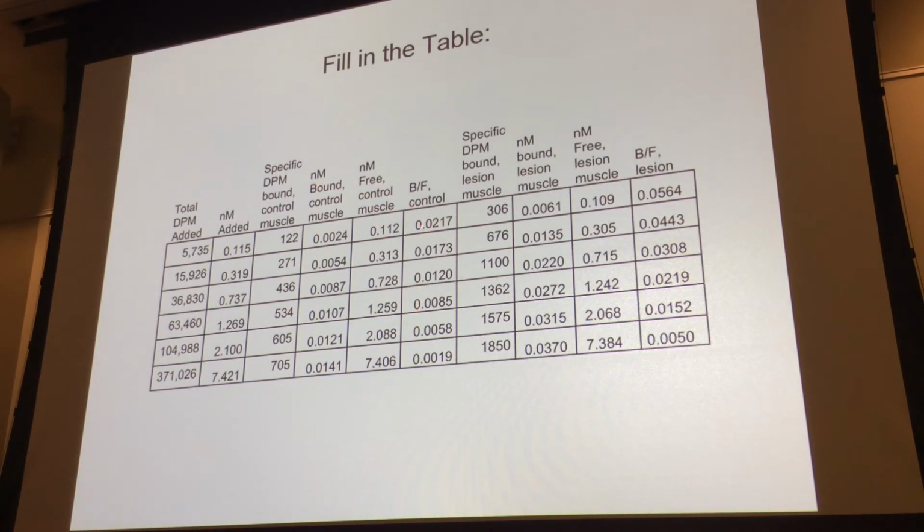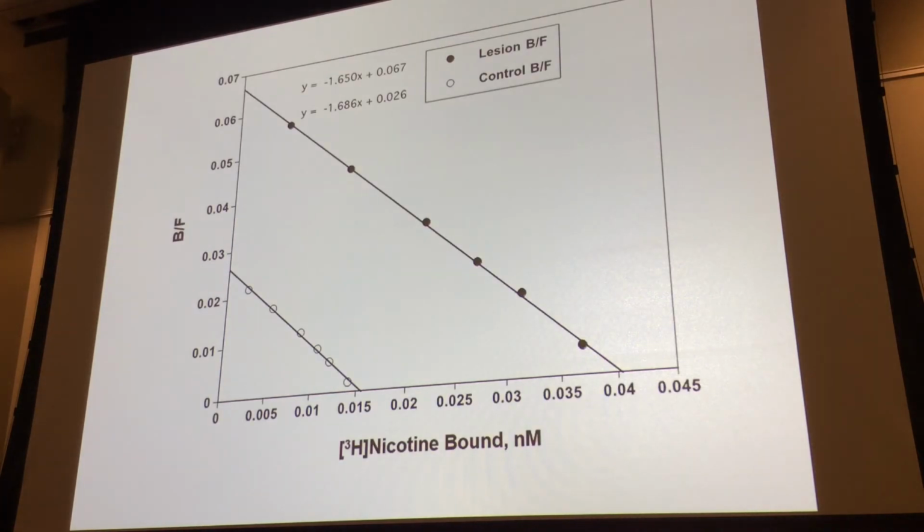Notice that the ratio of bound over free is always less than 0.1, so it's all in zone A. Remember, we said that receptor binding should always be less than 10% bound over free. So this is fine. You do the same thing for the lesion. And there it is. So all you have to do is plot it, and that's what you get.